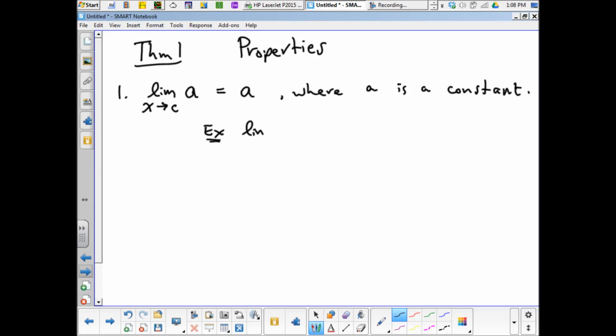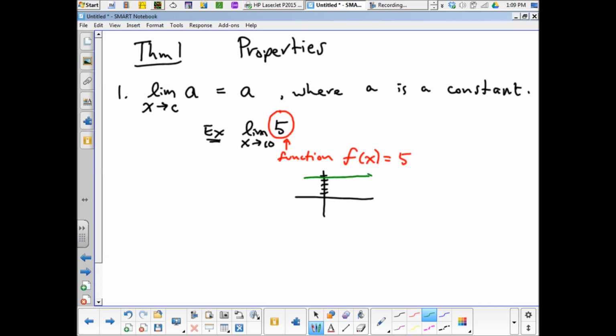Let's say you're given the limit as x goes to 10 of 5, and you're asked to find that limit. Okay, well, where's the function? Well, the function is right here after the lim. This is your function. So we're talking about f of x equals 5. That's a very simple function. Can you guys show me with your pencil what f of x equals 5 looks like? What does that look like? Yeah, this is a horizontal line, right? Okay, so we're talking about a horizontal line, like that. And we're talking about the region where x is near 10.